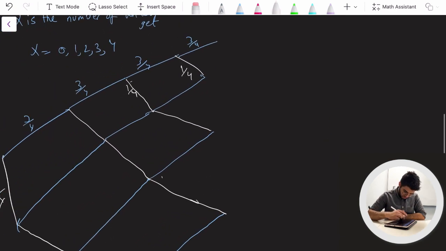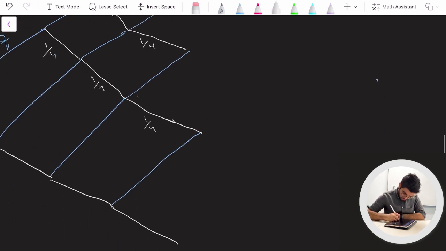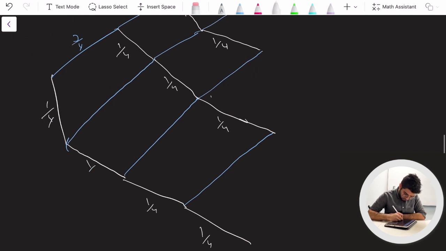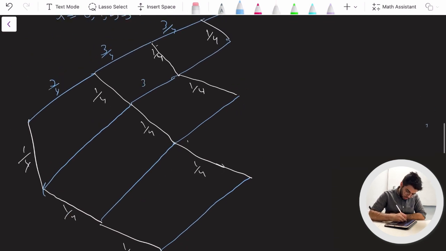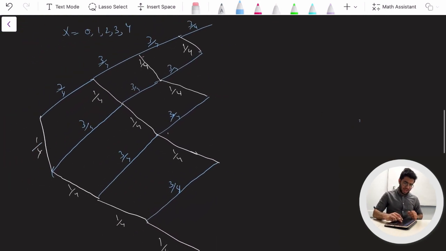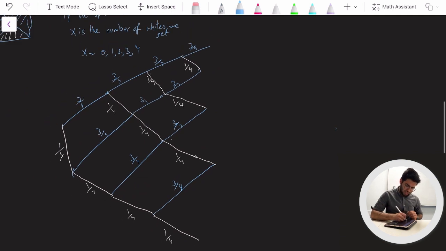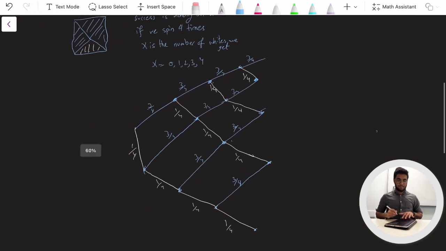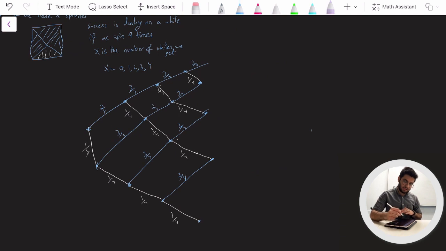Okay, so let's fill the probabilities in. 3 on 4, 1 on 4, and you get your 3 on 4 on each blue branch. Cool. So now that we have our tree, where each time you spin you can get either a white or a blue, let's start calculating some probabilities.